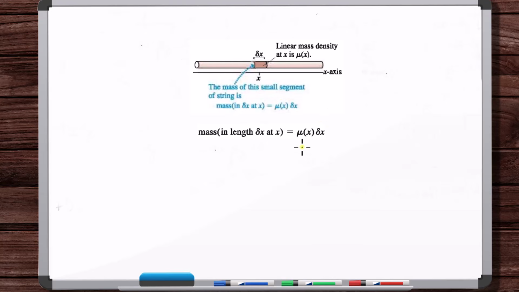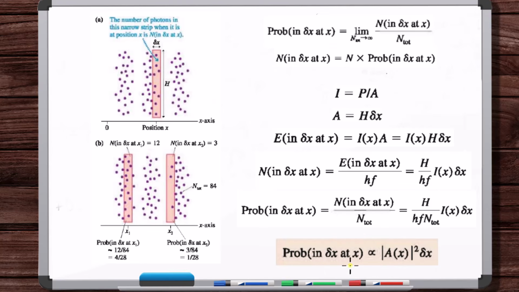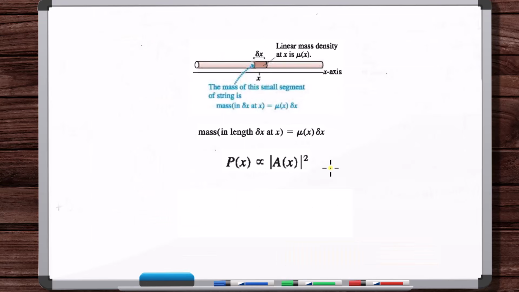Okay, but this equation here looks similar to the probability equation. The probability of a photon landing in a certain strip at x of width delta x is equal to something times dx. It looks just like this. So what we can say is that the probability density in regards to finding a photon at a certain location x in a strip is proportional to the amplitude function squared. Right? Here's the main relation.